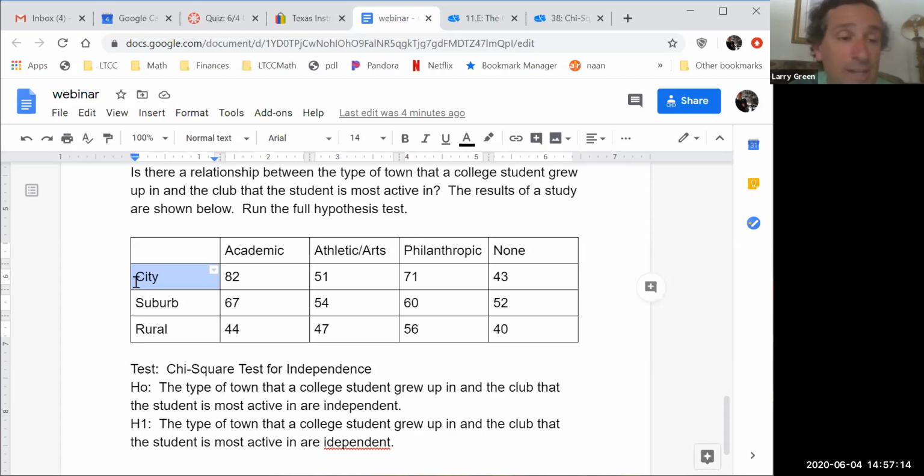Okay, and this is one example. It's not just city, suburb, or rural, but also ethnicity. We talked about that. Stratifying by gender, stratifying by whatever you want to stratify by. Usually, the first thing you do is you do a small test, a little test for independence, and that tells you what you might want to stratify by.